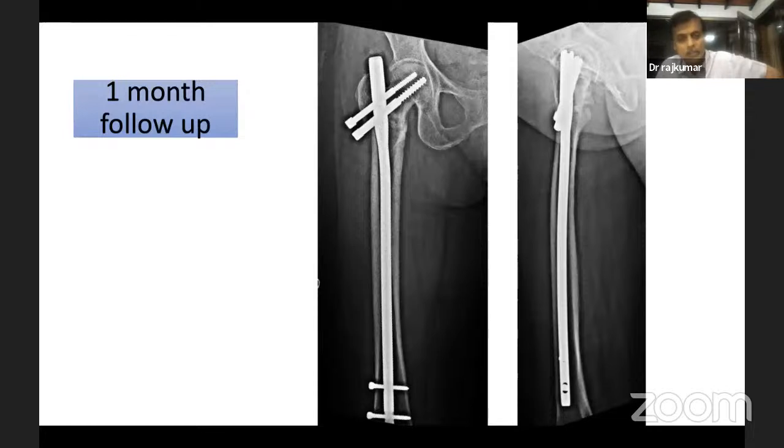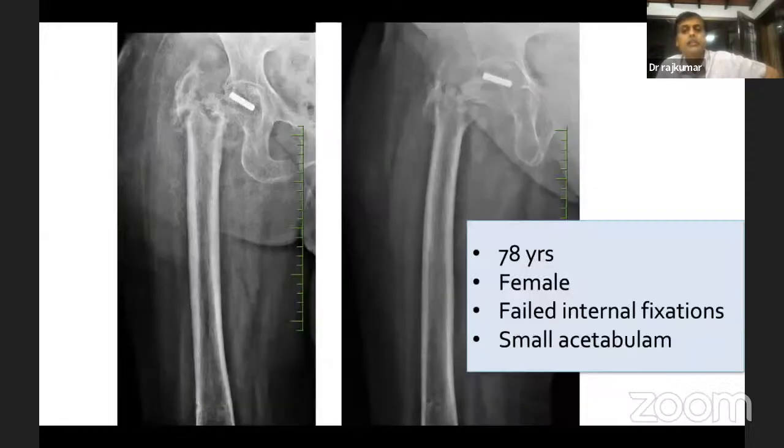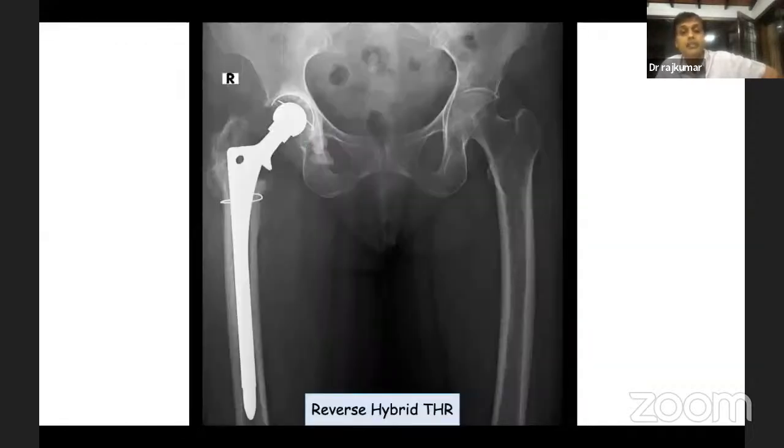Then in this situation, it was referred, and I had to remove the implant because her ESR and CRP were high. So I had to remove the implant, give some time, take some cultures. And then once everything was negative, see, a 78-year-old female, this patient failed internal fixation, small acetabulum, again a reverse hybrid THR. This patient is doing well, almost 10 years since this has been done, and she's really doing well. So this reverse hybrid or whatever it is, you have to use the appropriate implants, whether cemented or uncemented, based on the patient's needs.